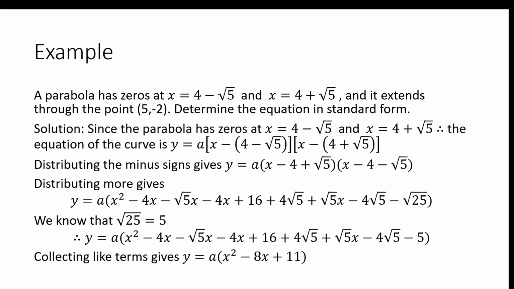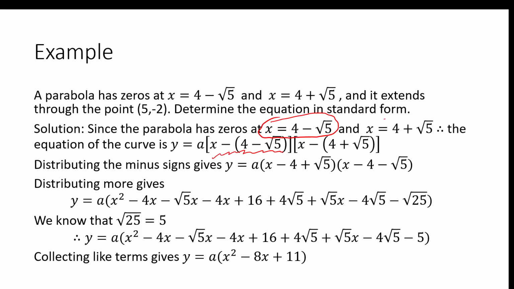Now, what if we knew that we had zeros at 4 minus root 5 and 4 plus root 5, and that our parabola extended through the point (5, -2)? Well, what we can do is the following. As stated earlier, if we have a zero at 4 minus root 5, then one of the factors will be x minus, then the entire quantity, 4 minus root 5.